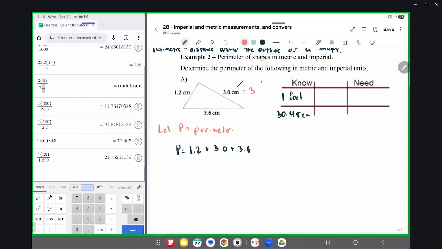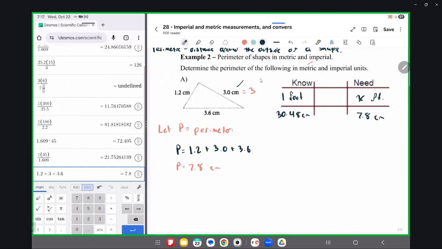Okay, so to add these all up, we'll use a calculator. So 1.2 plus 3 plus 3.6. And our perimeter here is going to be 7.8 centimeters. So that covers the metric portion. So for the imperial portion, we now have to do this conversion. So we know that 1 foot is 30.48 centimeters. That means we will have how many feet 7.8 centimeters is going to be.